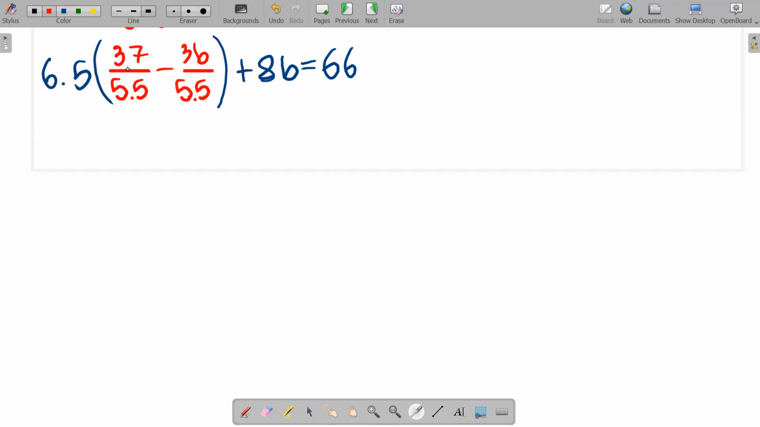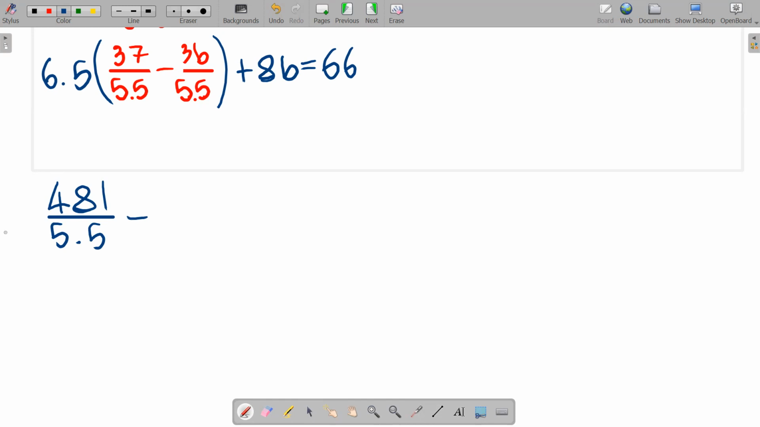I'm just using my calculator to do that one. My calculator gives me a result that is in fraction form, and at this moment I want to leave everything in the form of fractions, if I can. So 481 over 5.5. And then minus, now I multiply 3B over 5.5 by 6.5.